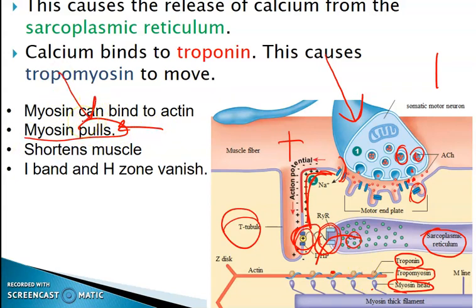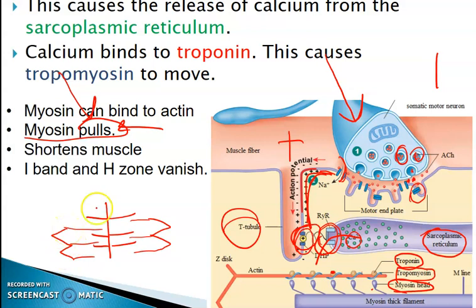Not pushes, not folds, it pulls. And this is going to shorten the sarcomere. Remember, we have our myosin, like so. We have our actin in between attached to the Z disc. Yes, I'm bad for drawing this all in one color. So the myosin pulls towards the M line, the H zone vanishes, and the I band vanishes.